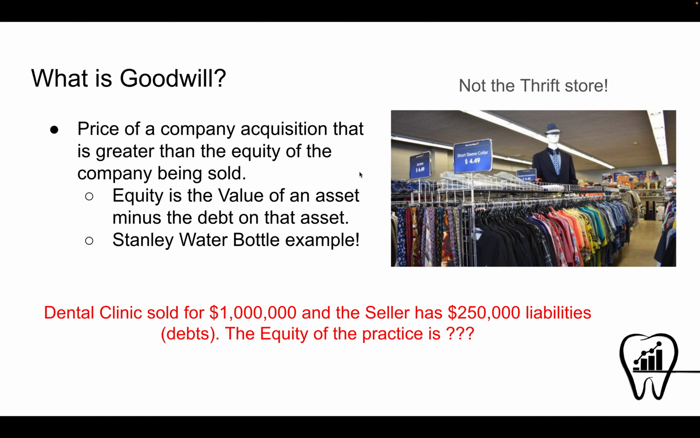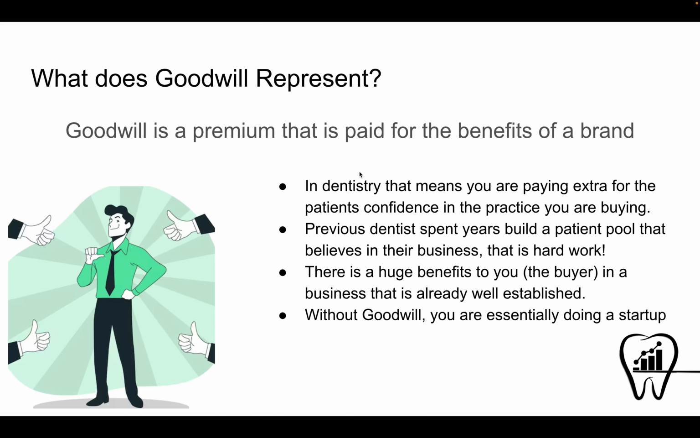The same can be applied to dental clinics. Let's say that the value of the clinic is $1 million and the seller still has $250,000 of liabilities and debts. That means that the equity that seller has is $750,000. So what does the goodwill actually represent? The goodwill is just the price tag on top of the equity price tag, right? So you're paying for something in addition. What is that something? That something is the benefits of the brand.